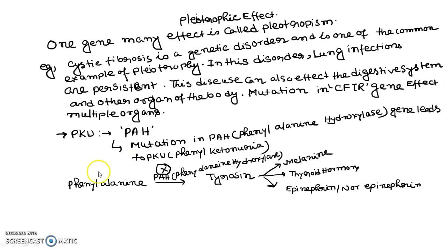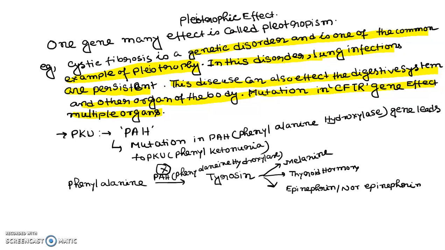Cystic fibrosis is a genetic disorder which occurs due to mutation of the CFTR gene, the cystic fibrosis transmembrane conductance gene, and is one of the common examples of pleiotropy. Here multiple organs are affected at a single time. In this disorder, persistent lung infections are present. This disease can also affect the digestive system and other organs of the body. Mutation in the CFTR gene affects multiple organs.